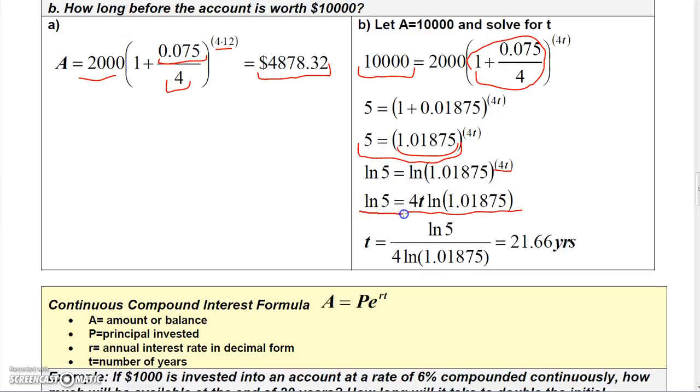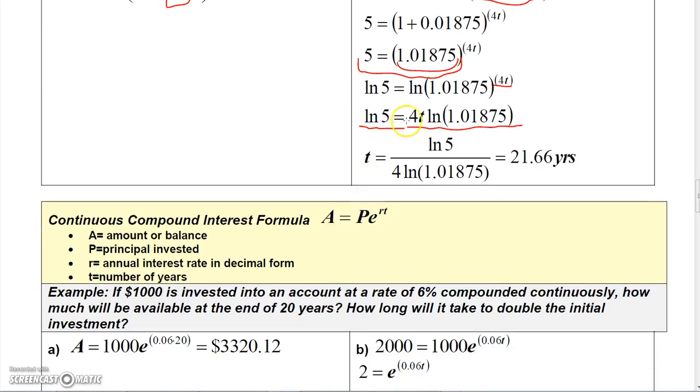And then to solve for t, I have to divide the natural log of 5 by 4 times the natural log of 1.01875. And make sure you put the bottom in parentheses. And I got the answer was 21.66 years.